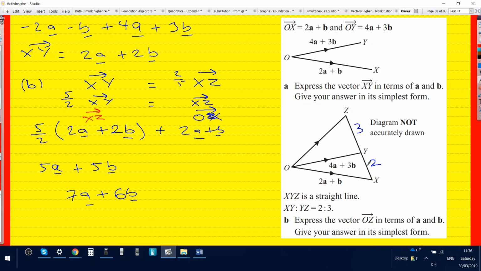Yes, x to y. So for part A, we found x to y, so a good idea is we might have to use it. X to y is 2/5 of x to z, and so x to z is 5/2 of x to y. Any questions about anything there? No. Okay.